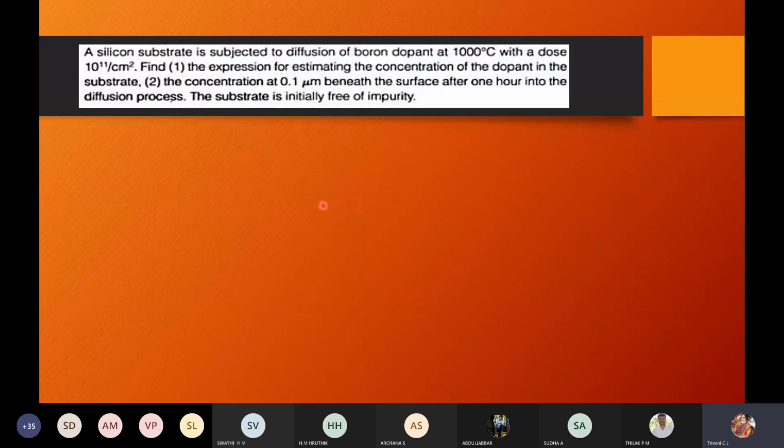Let us take one problem. All of you take down this problem. A silicon substrate is subjected to diffusion of boron dopant at 1000 degrees centigrade with a dose of 10 to the power of 11 per square centimeter. Find the expression for estimating the concentration of the dopant in the substrate. Second, find the concentration at 0.1 micrometer beneath the surface after 1 hour of the diffusion process, and assume that it is initially free of the impurity. Solve this problem.